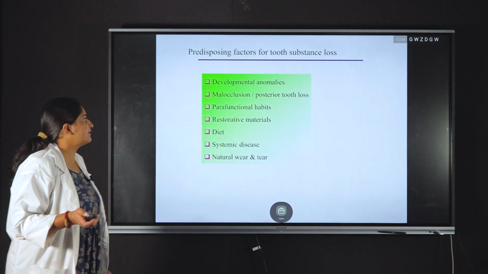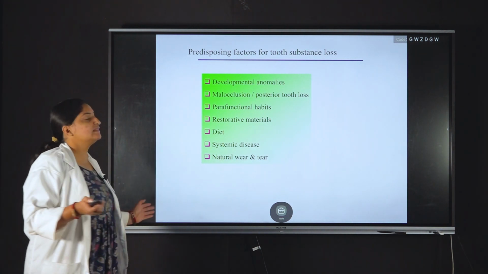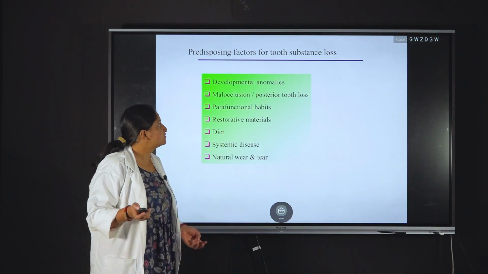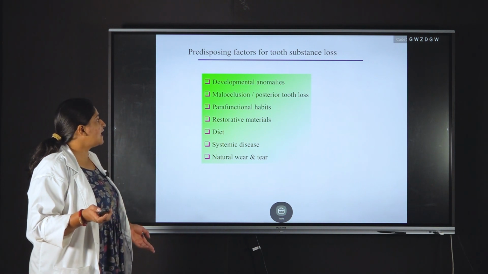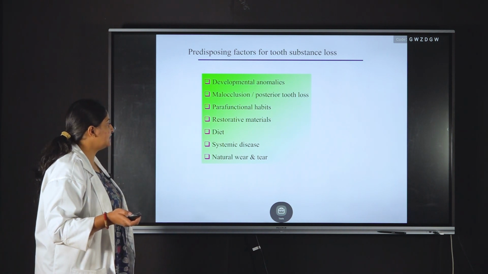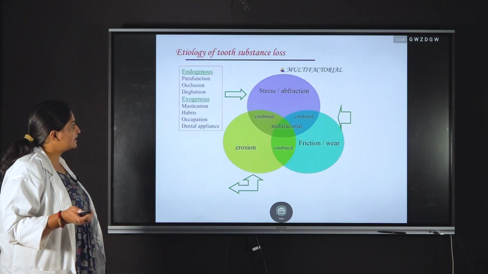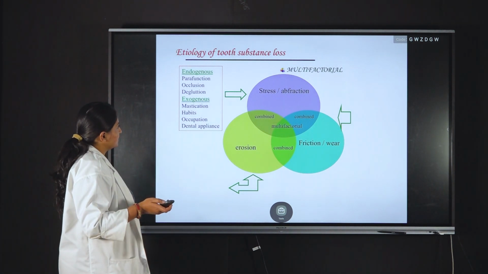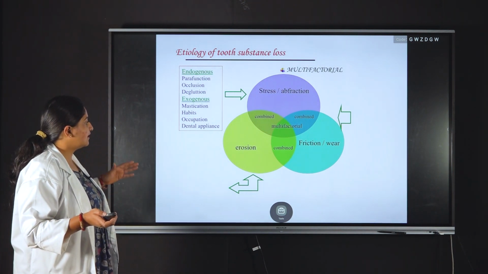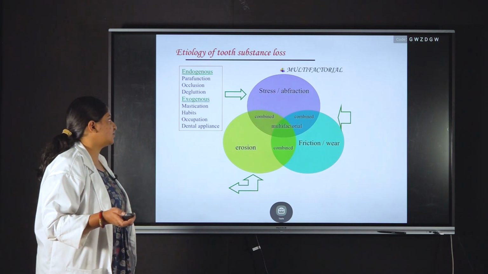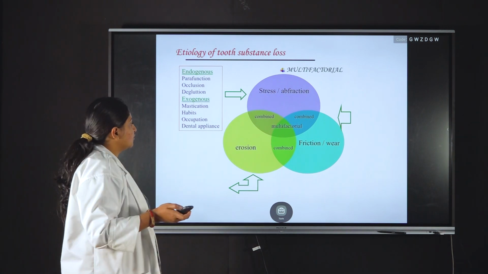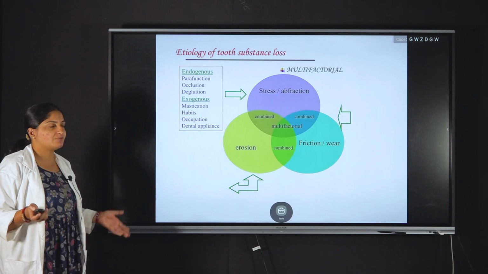So coming to the predisposing factors for tooth substance loss, these are the factors which facilitate tooth wearing. These are developmental anomalies, malocclusion or posterior tooth loss, parafunctional habits, restorative materials, diet, systemic disease, and natural wear and tear. Coming to the etiology of tooth substance loss, it is multifactorial. It can be attributed to stress, erosion and friction, or to abfraction and erosion. These all include multiple factors.